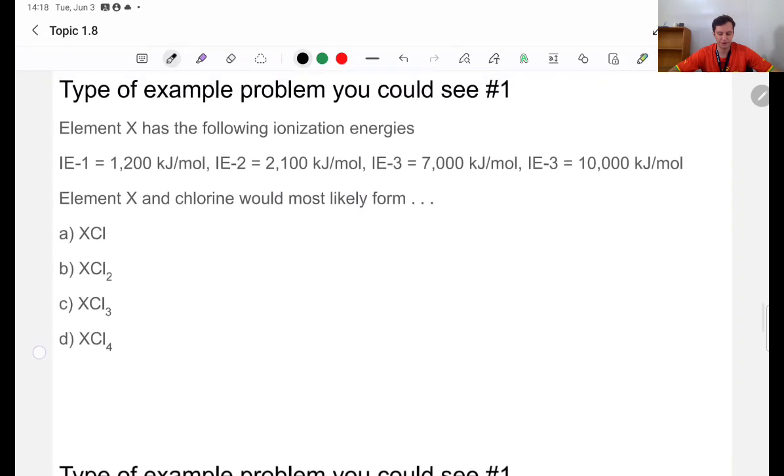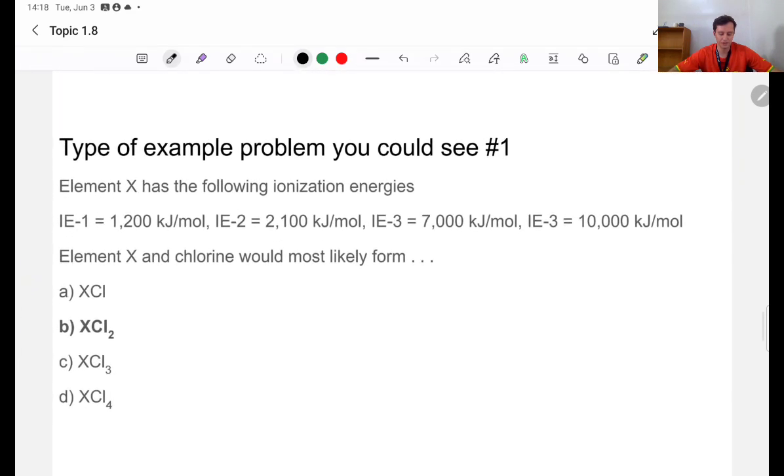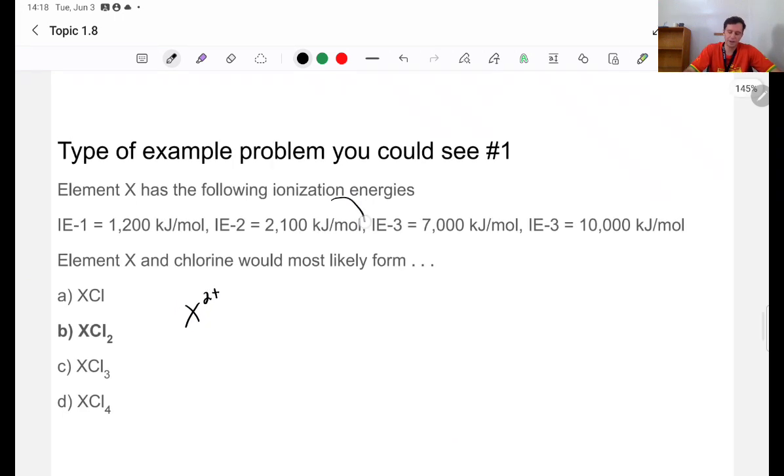Okay, so hopefully you paused the video and looked. You should get XCl2. Why? Because X will form X2+. How do we know that? Because the first two ionization energies are low, but then there's a huge jump.